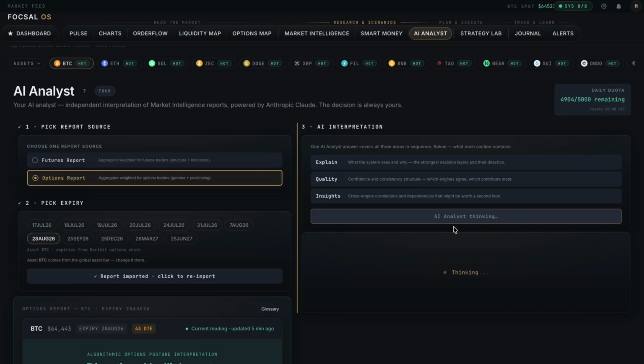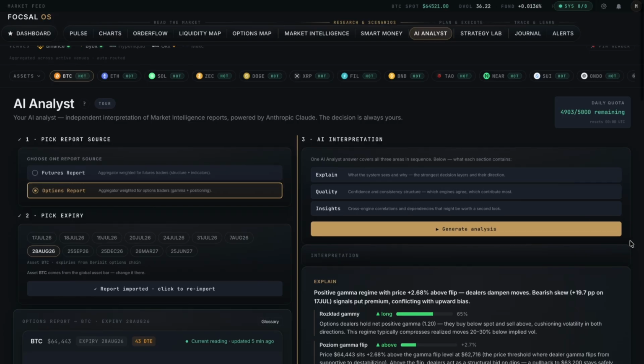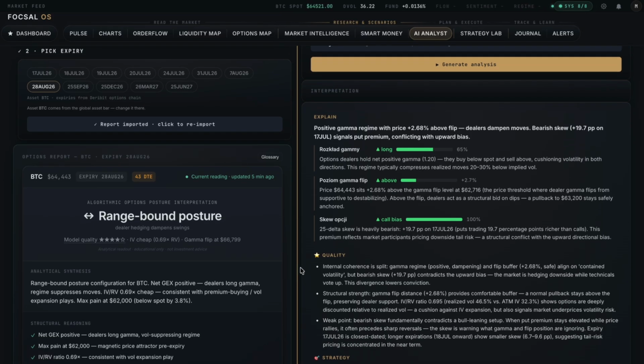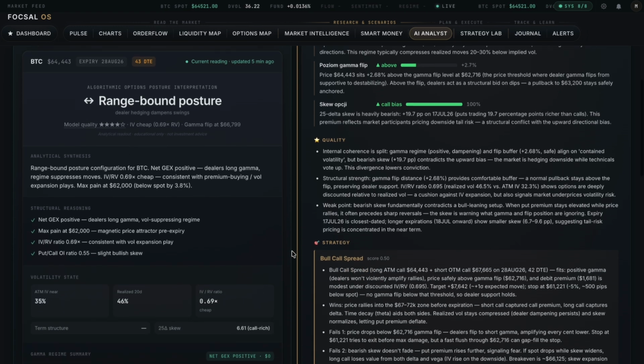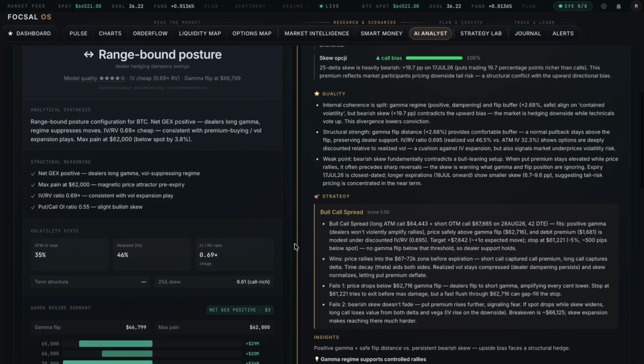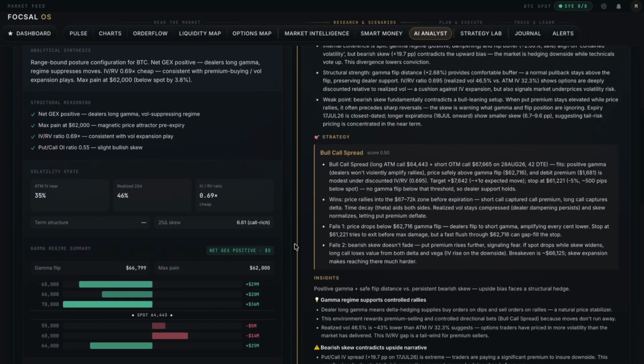The principle is identical, the same 3 blocks. But now the AI looks at things specific to options. In explain, it interprets the posture of options dealers, what gamma regime they're in, where the gamma flip sits, which side the skew is on. In other words, whether dealers will dampen moves or amplify them, and what that means for price. In quality, it checks whether the options layers tell a coherent story, whether the gamma regime, the skew, and the positioning agree with each other, or whether there's a split between them.